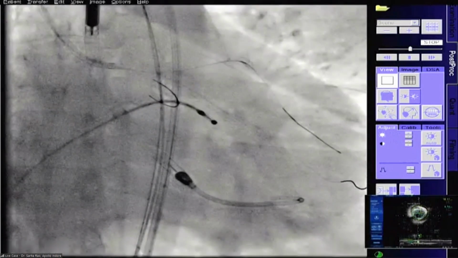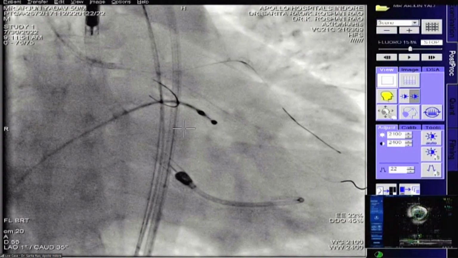Good. That's true. And you also want to see in 2 views, caudal and also cranial, to make sure you're getting the left main ostium. Yes, absolutely.